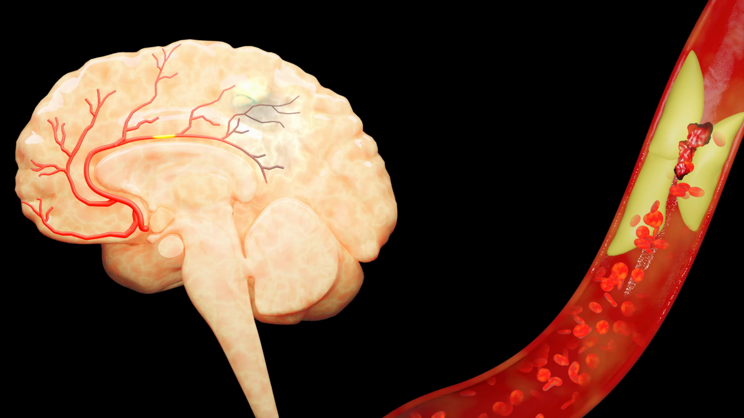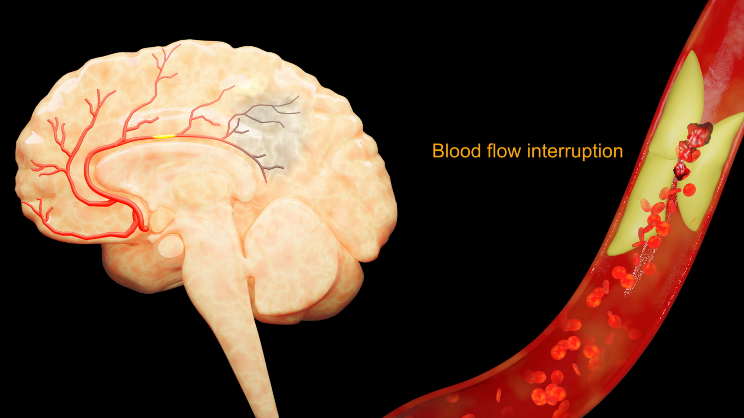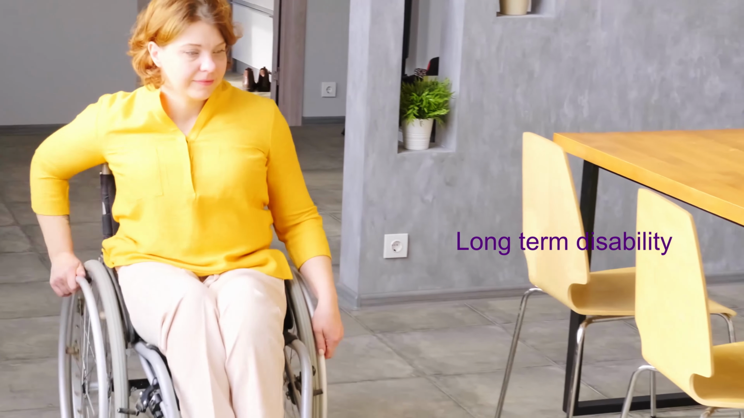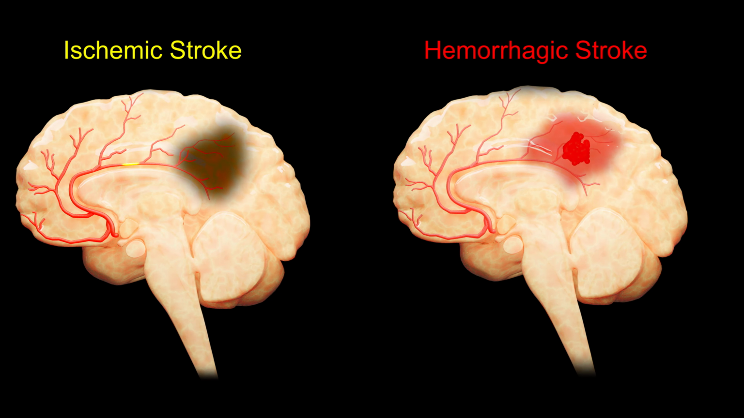In this video, we will discuss the essential aspects of stroke, including its causes, symptoms, and treatment options. A stroke occurs when blood flow to a part of the brain is interrupted, leading to brain cell damage and potential long-term disability. There are two main types of stroke, ischemic and hemorrhagic strokes.